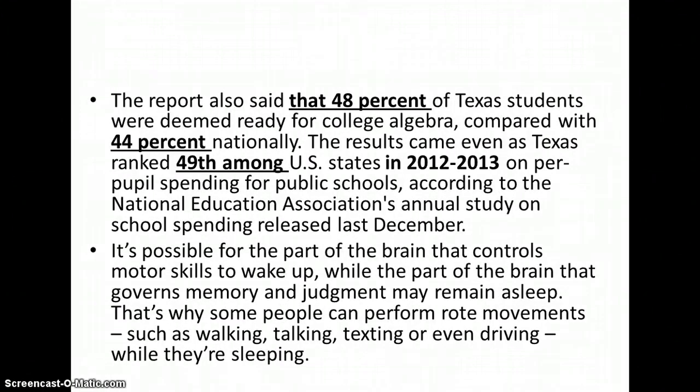So we move on to our next example, and I've bolded 48%, 44%, 49th among the United States in 2012 to 2013. All of that is an example of statistical evidence. The report also said that 48% of Texas students were deemed ready for college algebra compared with the 44% nationally. Results came even as Texas ranked 49th among U.S. states in 2012 to 2013 on per pupil spending for public schools, according to the National Education Association's annual study on school spending released last December.